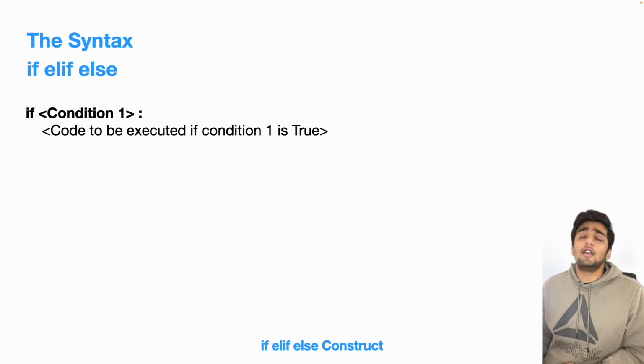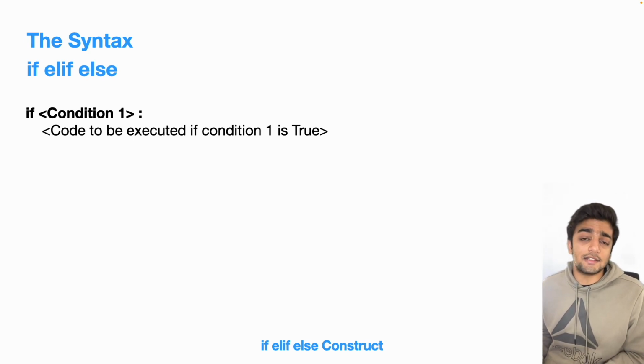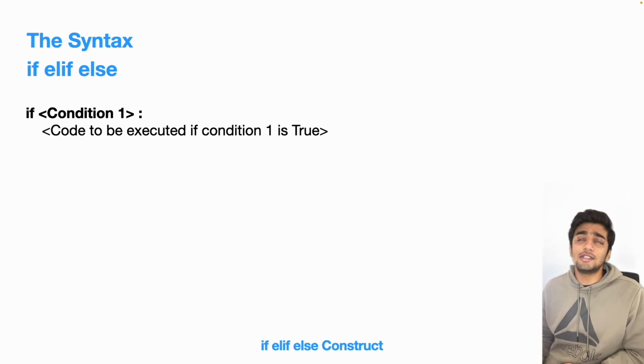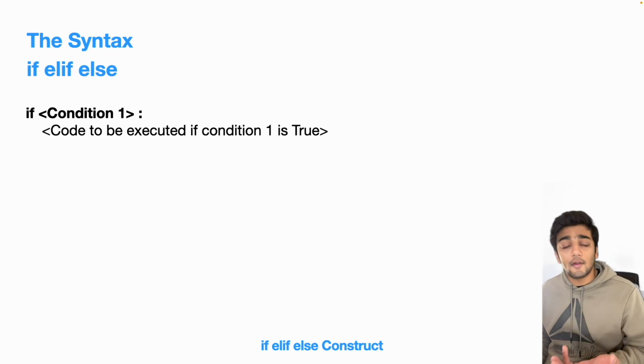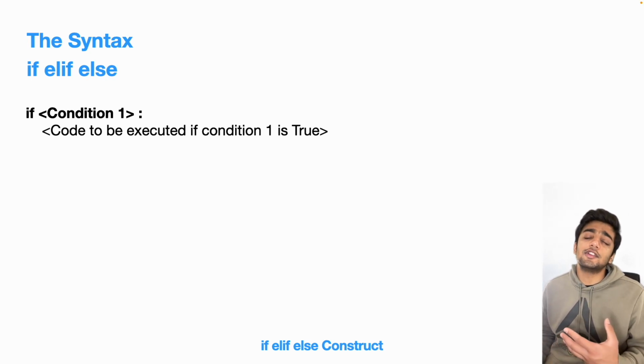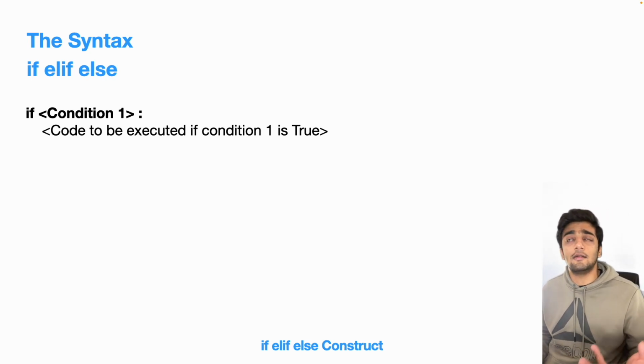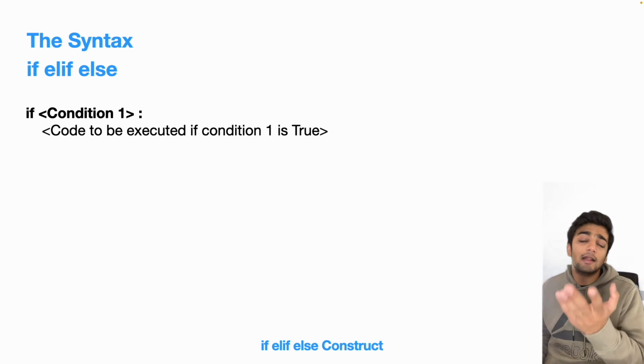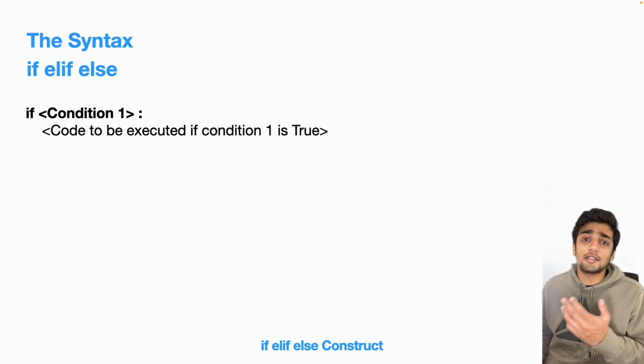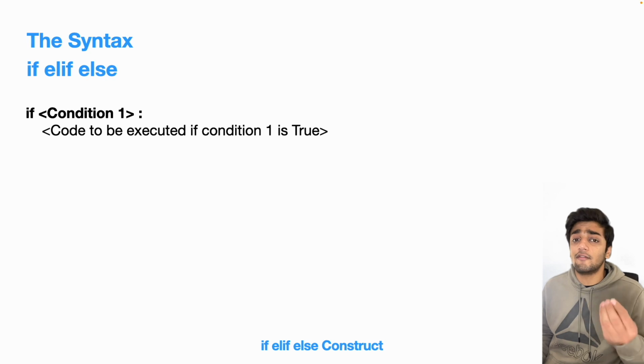So let's take a look at what the if, elif, else construct is all about. Just like we saw earlier, if, and you have your first condition. In this case, we could assume that if t-shirt color equals blue, then buy the blue t-shirt. That could be the code that's executed if the first condition is true. But let's say the t-shirt is not blue and that makes the first condition false.